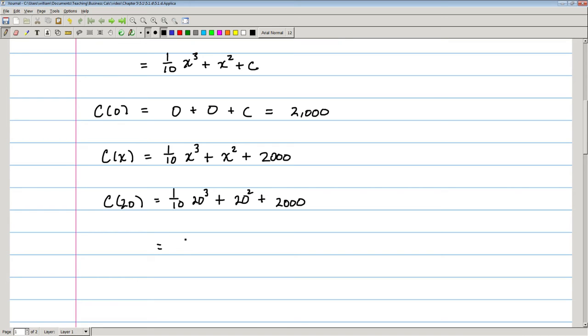And what do we have here? 20 cubed is 2 cubed, 8, times 10 cubed, 1,000, plus 20 squared is 400, plus 2,000. That gives us 1/10 of 8,000, that's 800, plus 400, that's 1,200, plus 2,000, or 3,200.